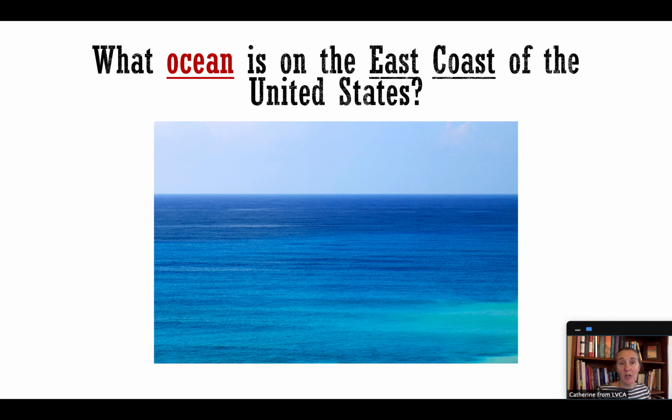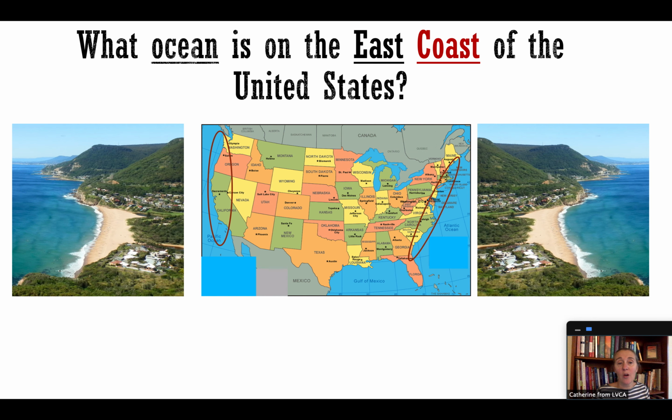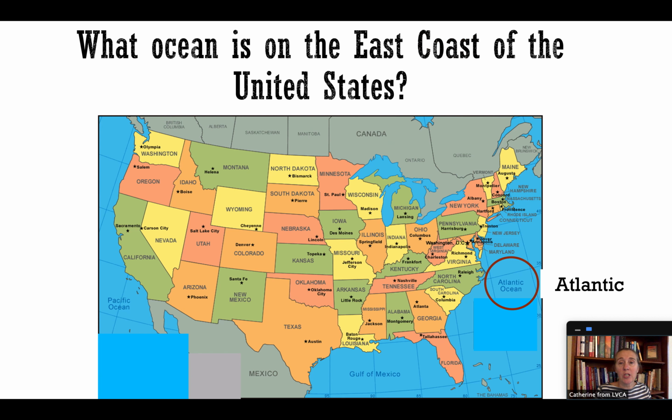Ocean, just to make sure we know our vocabulary words, ocean is the huge area of water between the different sections of land in the world. The east, we know east from when we reviewed our direction words, and coast means where the land and the ocean meet. So the east coast and the west coast of the United States are the areas where the land meets the ocean on each side of the country. So what ocean is on the east coast of the United States?